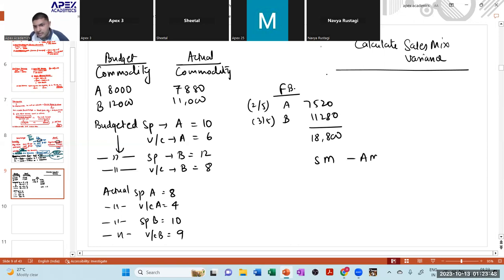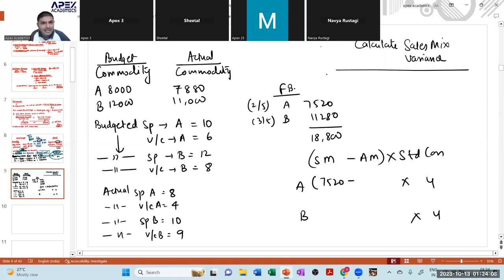Standard mix minus actual mix multiplied by what? Standard contribution. What is the standard contribution for A? 4. And for B, it is 4 only. Correct? Standard mix for A is 7520 होना चाहिए था. कितना करके आए? 7880. तो ये फेवरेबल होएगा कि नहीं होएगा? यस. यहाँ पे कितना होना चाहिए था? 11,280. कितना कर गया है? 11,000.